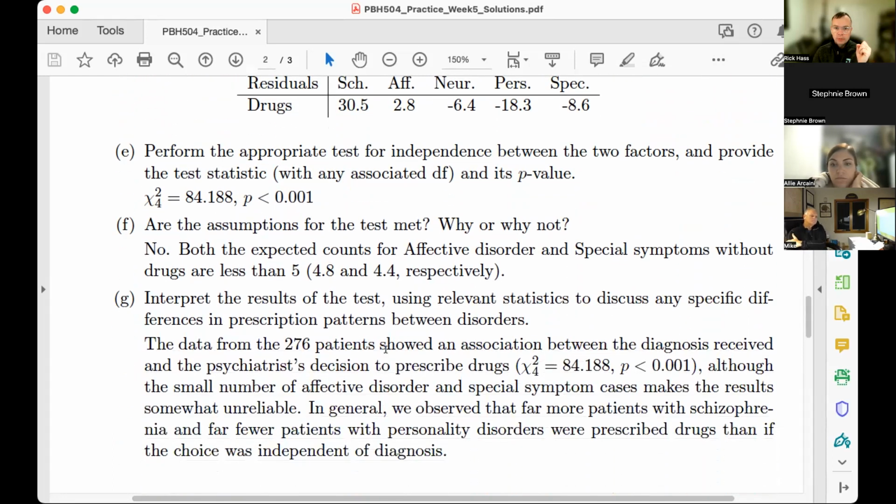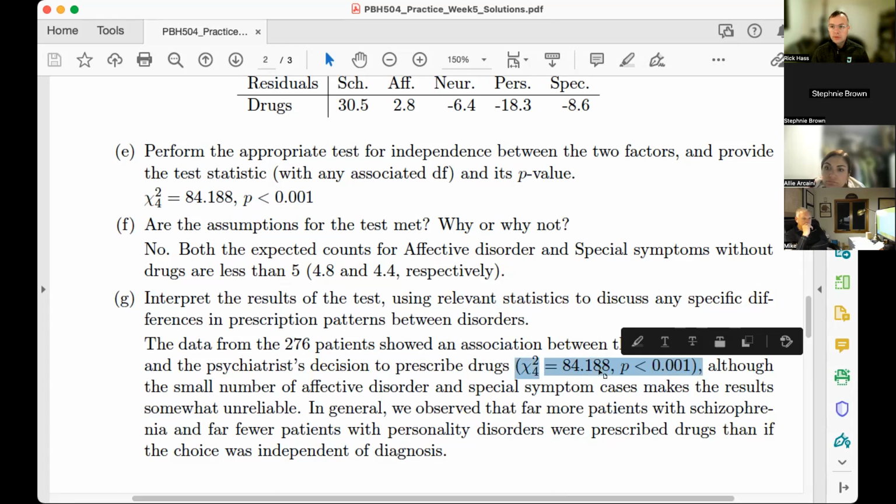However, if we were to interpret the results, we would say this way: the data from the patients showed an association between the diagnosis received and the psychiatrist's decision, given our chi-square. Although the small number of affective disorder and special symptom cases makes the results somewhat unreliable. So this is just a statement in plain language saying the assumptions of the test weren't met. So there may be some issues with these values here.